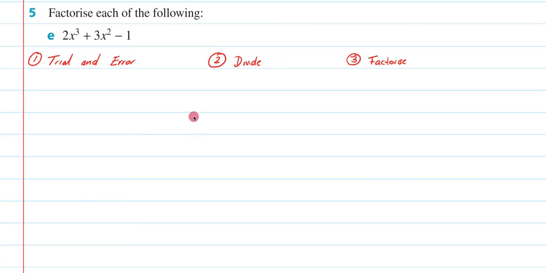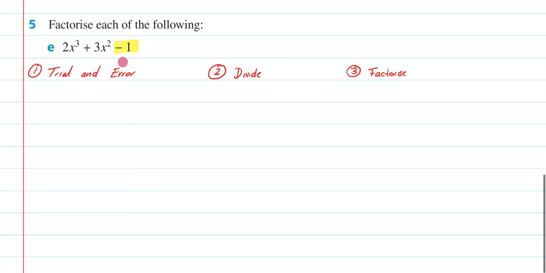We are going through exercise 6C, and in this video we're answering question 5E, which is asking us to factorize each of the following. And here we have the cubic that we're trying to factorize. The first thing that we're going to do is a bit of trial and error. So we're going to sub in numbers and see if we can get an output of 0, which means that we've found a factor.